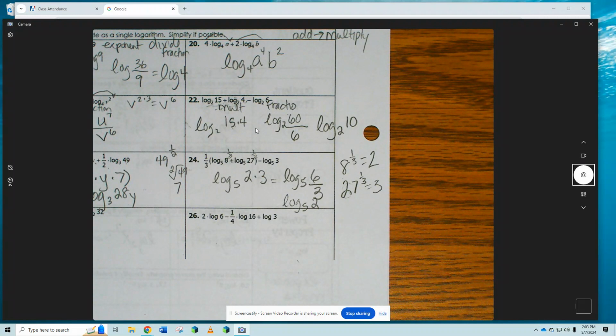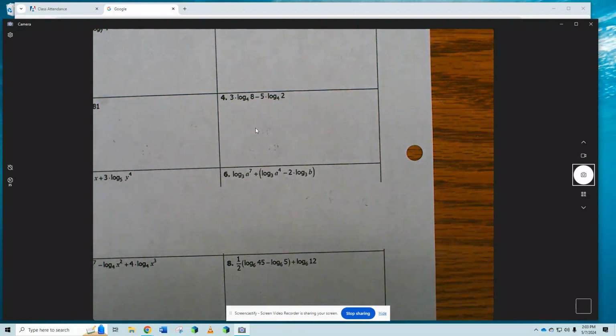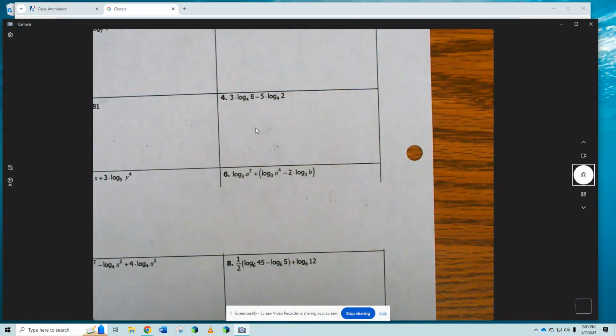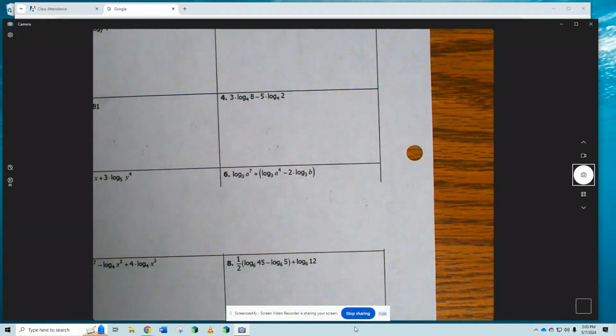Okay. So if you see a plus sign, you multiply. If you see a subtraction sign, you make a fraction, division. You have an exponent. It can be in the front. Your homework is these right here. 1 through 8, right? 1 through 8.